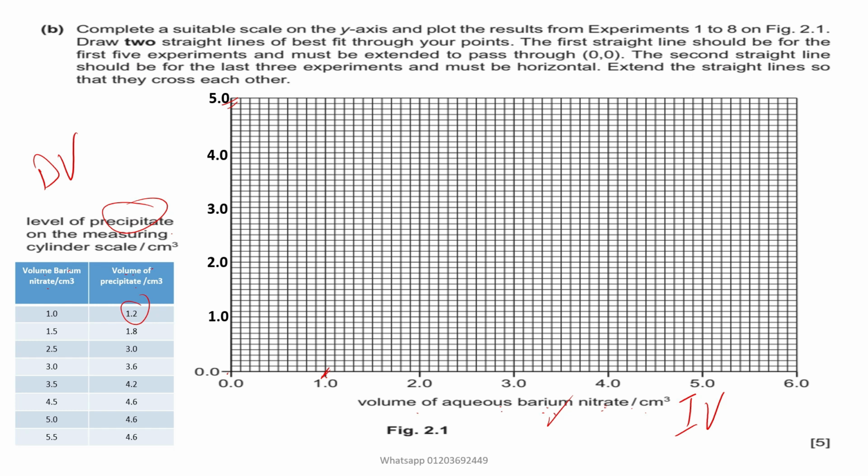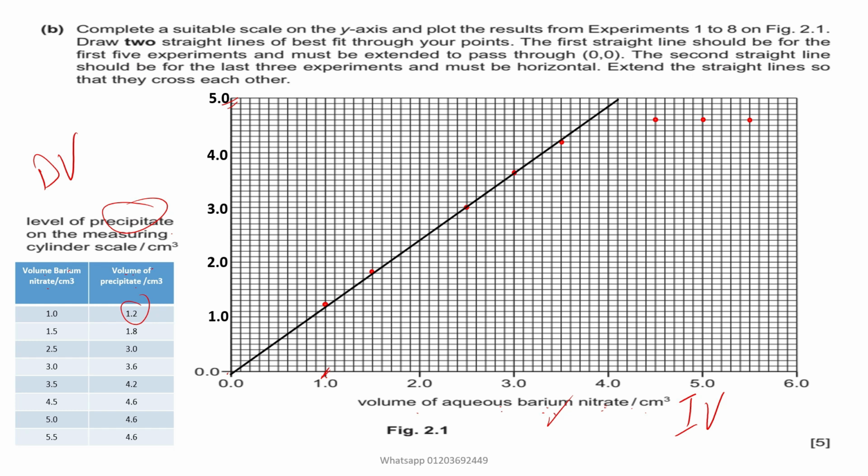Now plot the data provided in the table. 1 and 1.2, 1.5 and 1.8, 2.5 and 3, 3 and 3.6, 3.5 and 4.2, 4.5 and 4.6, 5 and 4.6, 5.5 and 4.6. Eight dots, or small crosses, or small circles.